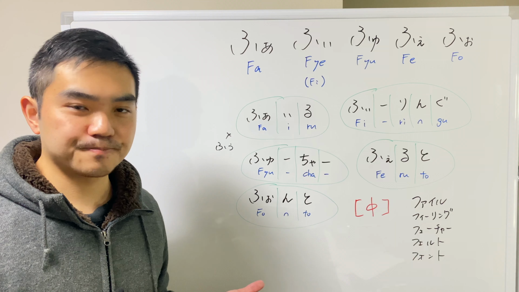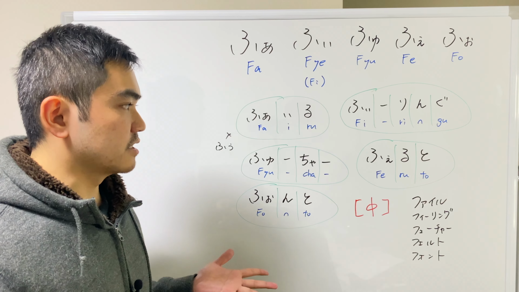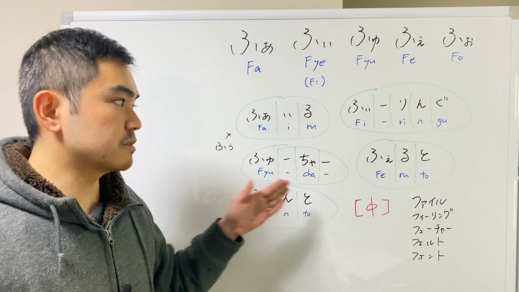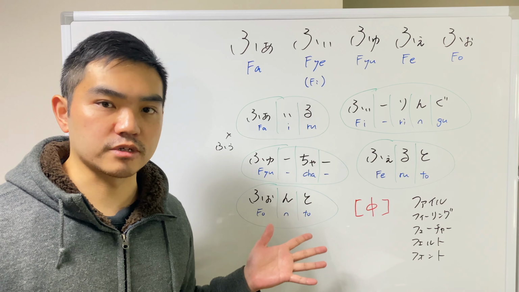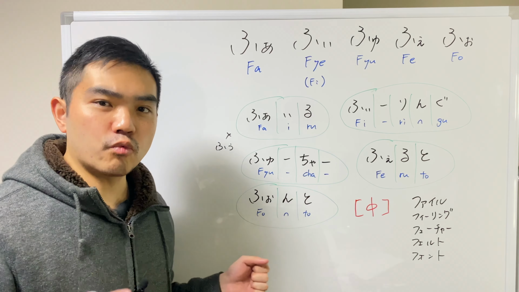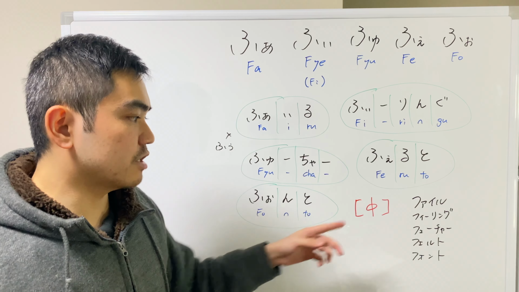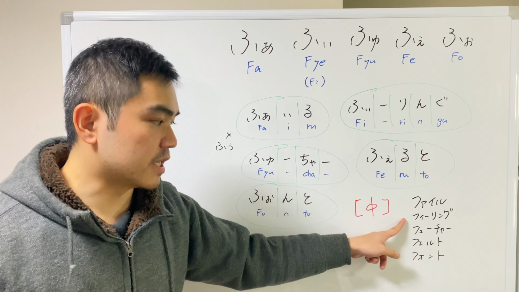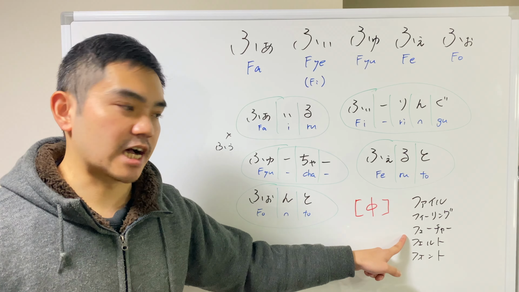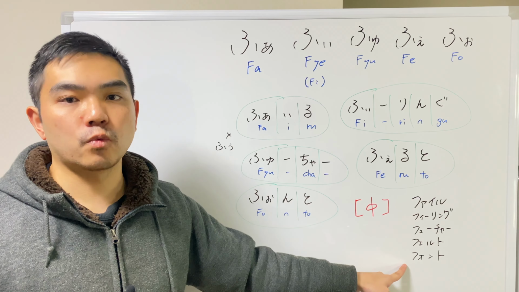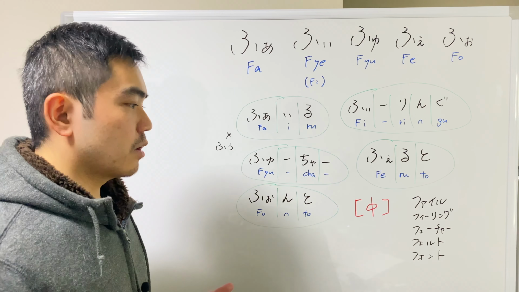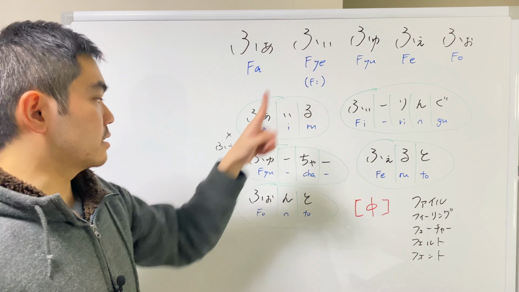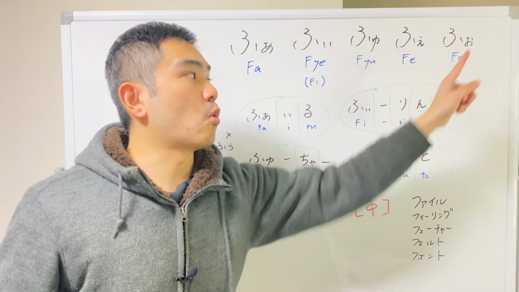フォント. Alright, and these are not Japanese words. They're foreign words. So when we write foreign words, we basically use katakana like this. ファイル、フィーリング、フューチャー、フェルト、フォント. And we only have 5 vowels, which is あ、い、う、え、お.